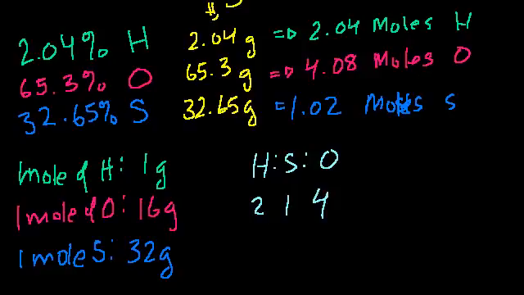So the empirical formula of this is H2, then 1 sulfur, and then 4 oxygens: H2SO4. And this is sulfuric acid, one of the things you would least like poured on you most of the time. Anyway, hope you found that useful.